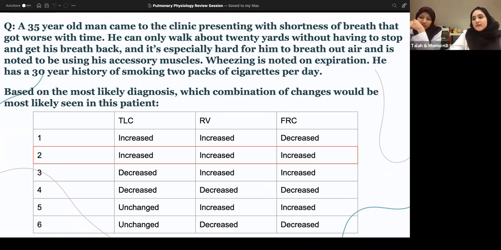That's the main problem you should know, it is in exhaling. Because if it was a restrictive disease, would the answer be 4? Wait, let me see.